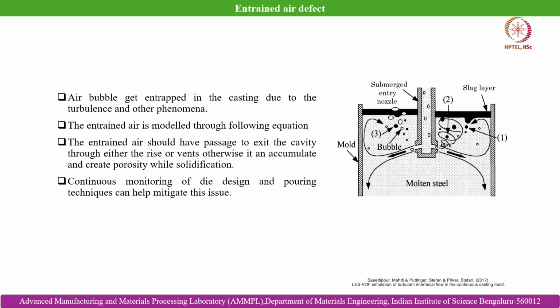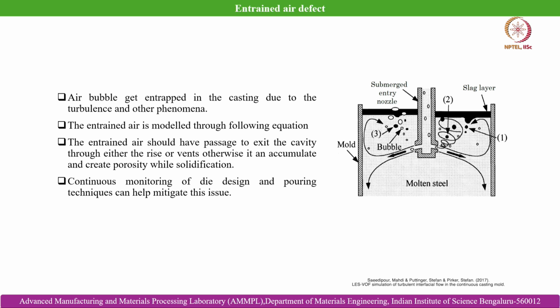Now we will talk about the entrained air defect that we generally encounter in die casting, like we have discussed during the casting section as well. In this case, an air bubble gets entrapped in the casting due to turbulence and other phenomena.